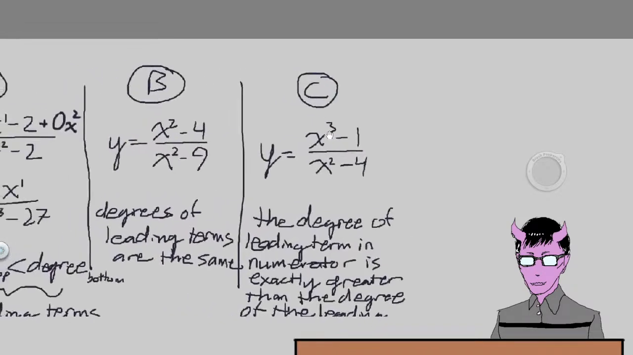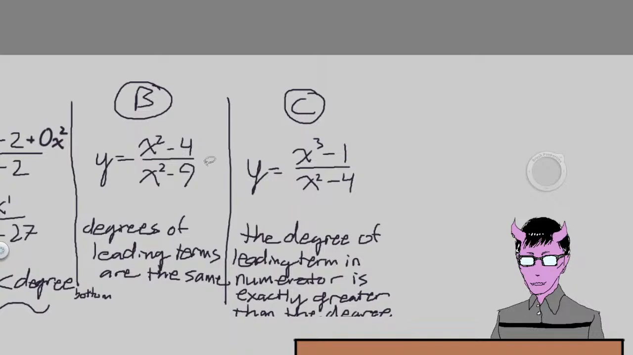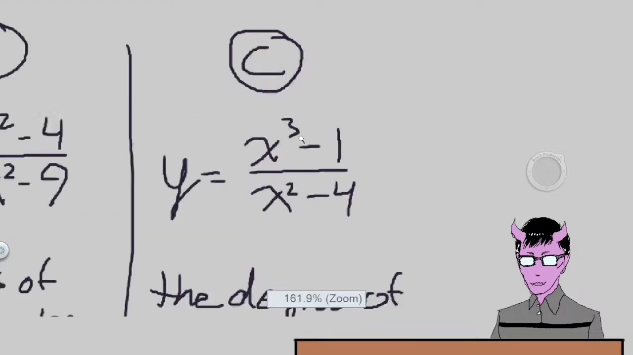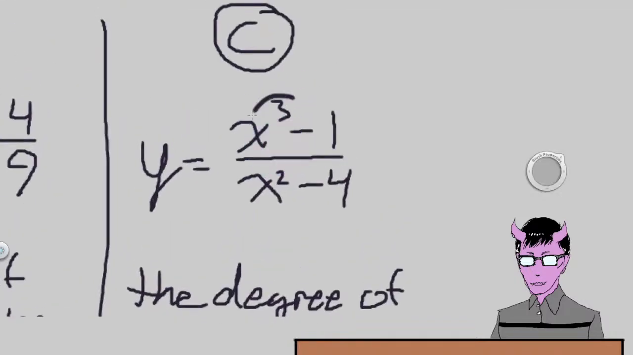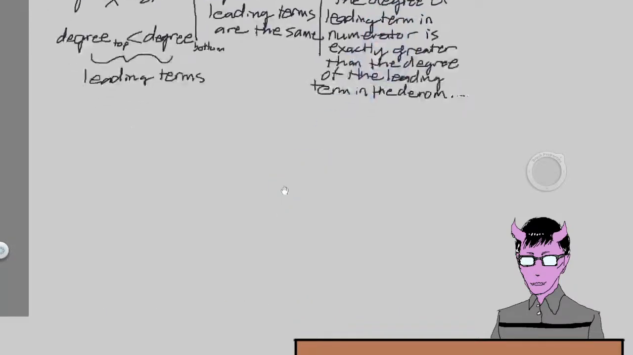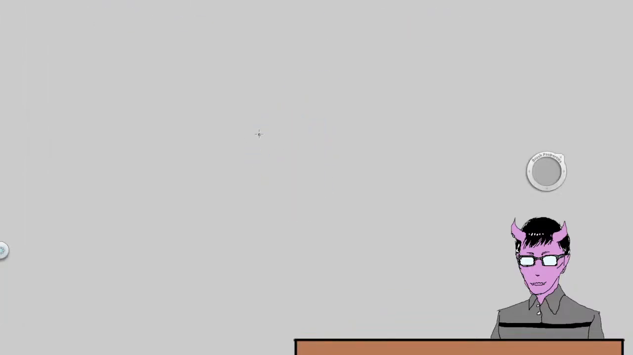And this is like the funkiest one. But we still have mostly the same ideas carrying over from A and B to scenario C. So again, that's when the numerator exponent, the leading term on the top, exceeds the bottom leading term by exactly 1. So let's do the easy one first.